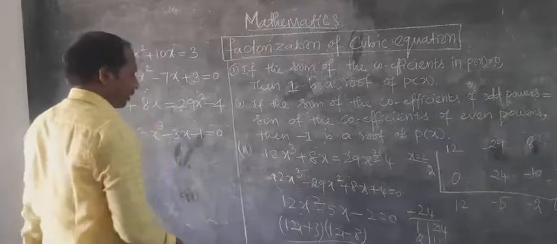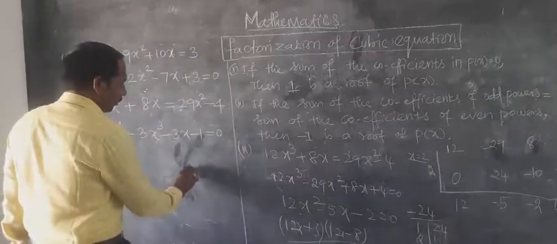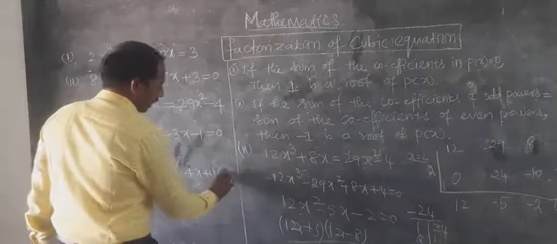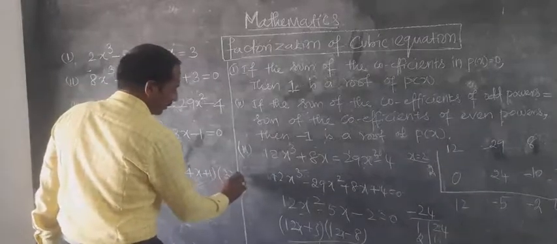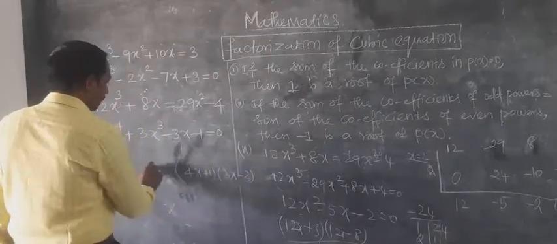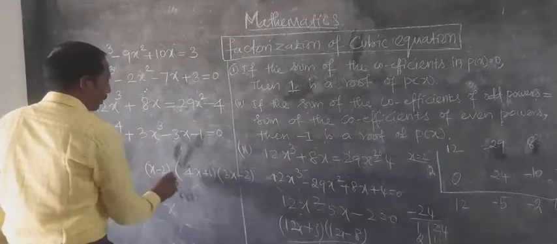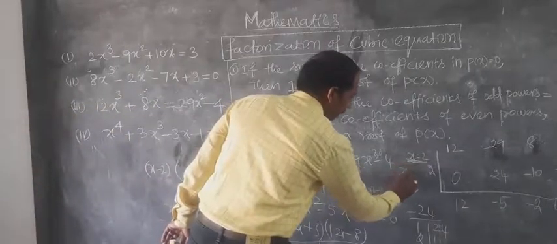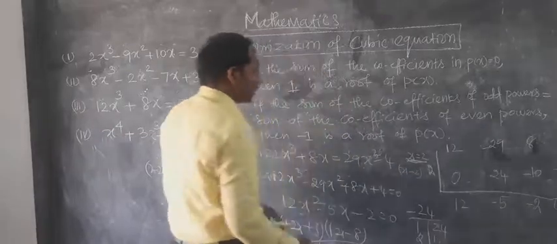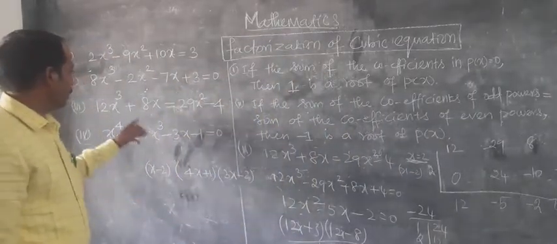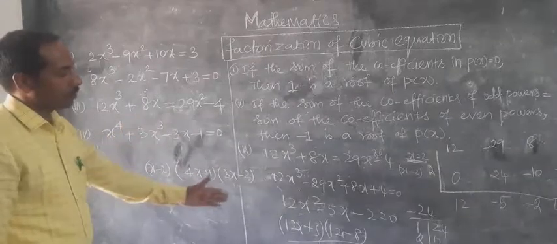So what are the factors? 4x plus 1, 3x minus 2, and one more, x minus 2. Here x is equal to 2, but if you write the factor of x, it means x minus 2. Like this you have to write it. So these are the 3 factors of this cubic equation. Like this you have to find.